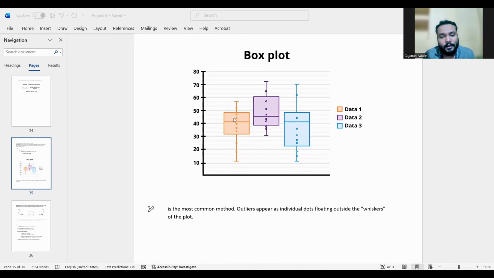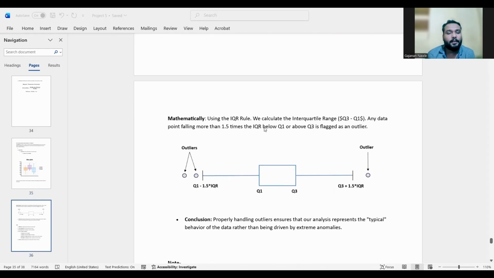All the data points that are lying inside the box are within the interquartile range, and all that are lying outside the box are out of the interquartile range. And those that are outside the box and are too far from the rest of the data points are called outliers, like this one. So the second is mathematically, using the interquartile range rule.